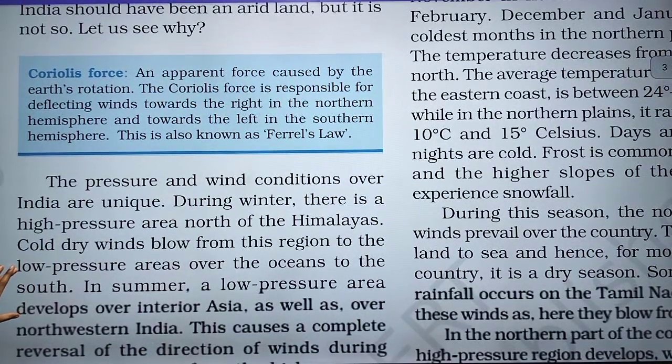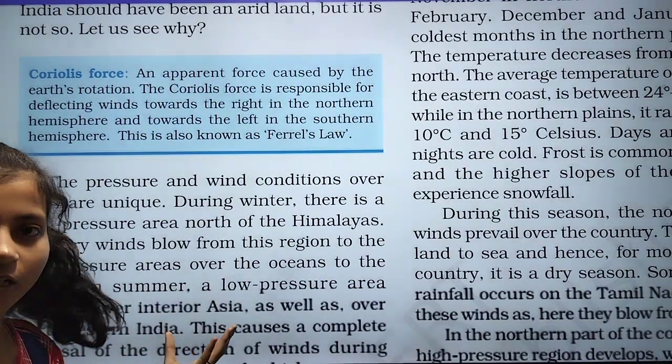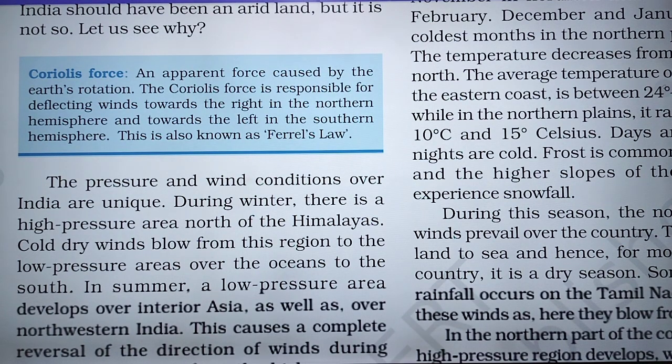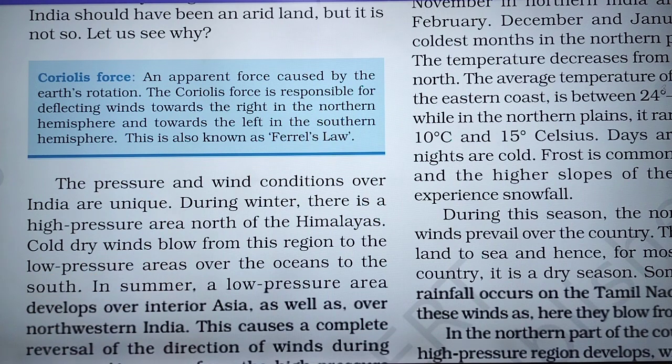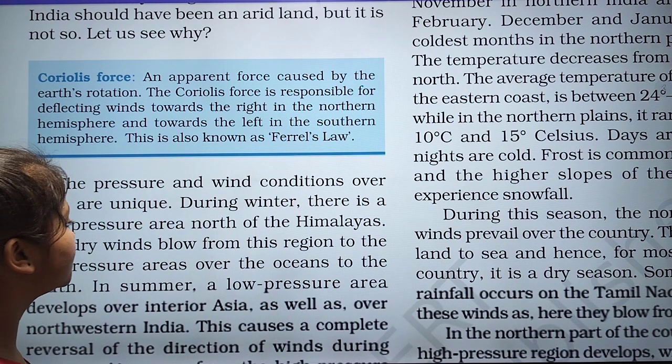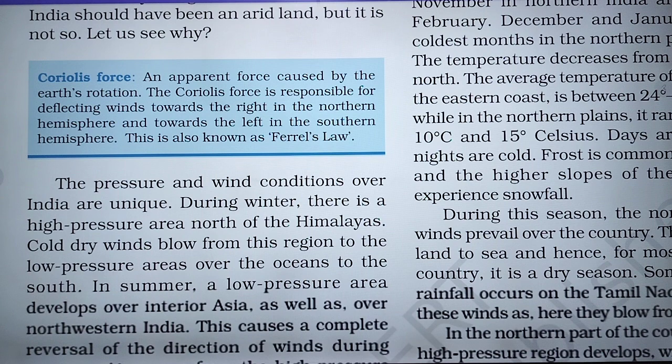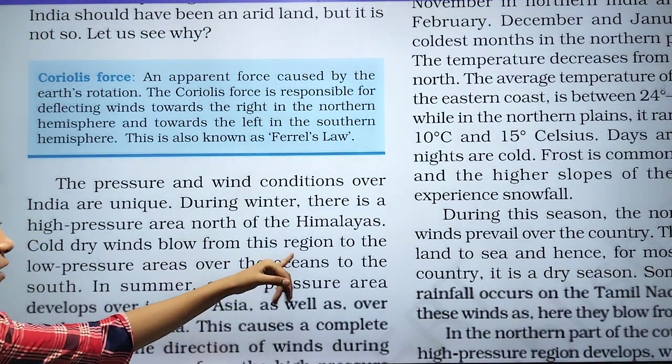The pressure and wind conditions over India are unique. It means the pressure and wind conditions are unique in India. During winter, there is high pressure in the area north of the Himalayas. Cold dry winds blow from this region to the low pressure areas over the ocean to the south. It means the cold dry winds blow from north to south, towards the ocean to the south.